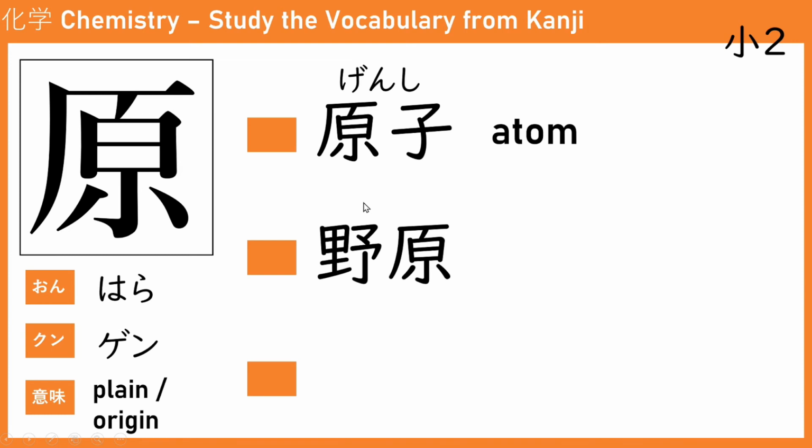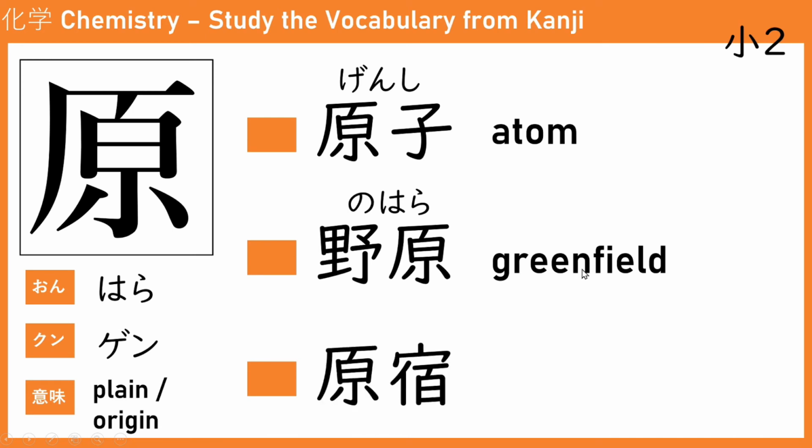This one is quite different from chemistry. We call it nohara. Nohara is just green field. So hara can also mean plain field. So nohara is a wild plain field or green field. This one is quite interesting. Is this the name of a place? Can you guess it? This one's called Harajuku. Yes, the otaku culture in Tokyo. Harajuku.